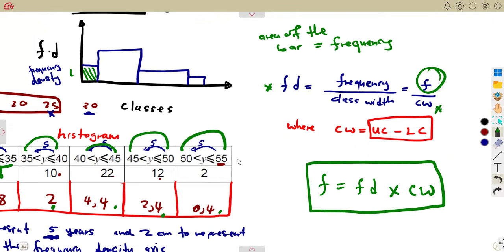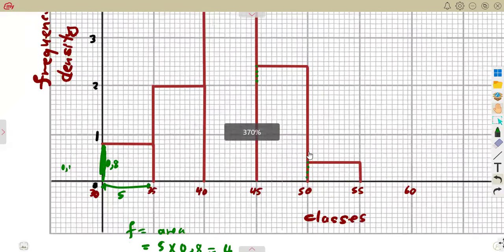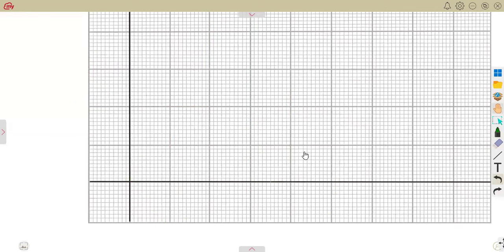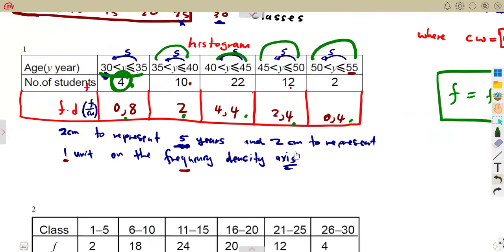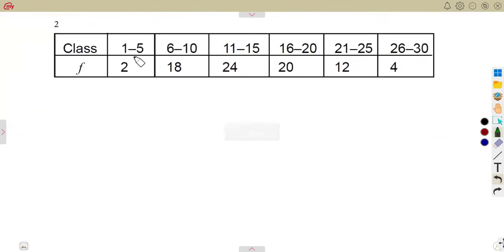So this can be the formula that you can use whenever you want to calculate the frequency. You use the frequency density and the class width. The frequency density times the width of the class, or the width of the class times frequency density, you are obtaining the area in that case. So questions can be of that nature. If you consider this other type of question, the difference now is that the presentation on our table is giving us a condition like 1 to 5, 6 to 10. This affects our class width.